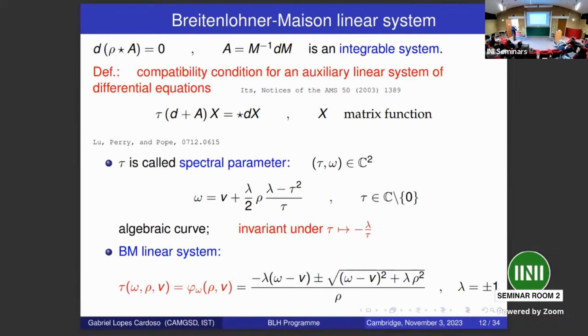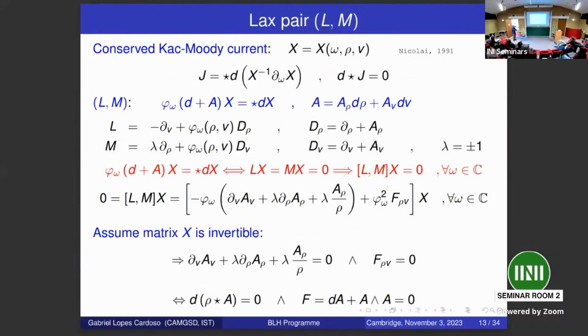But now coming back to the statement here, what do I mean when I said that this linear system was a compatibility condition? Sorry, that these equations of motion were the compatibility equation for this linear system. What do I mean by that? So here's what I mean by that.